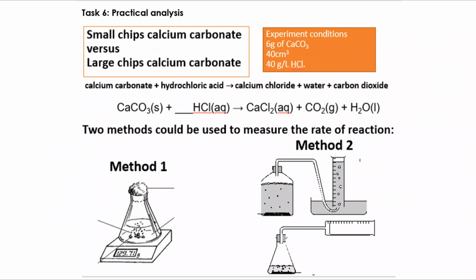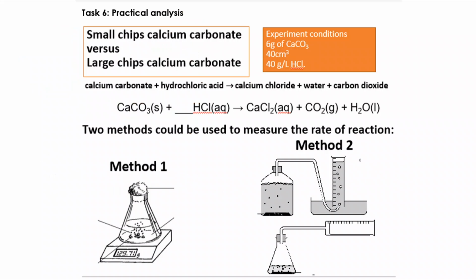We're going to go on and take a look at a practical that we could use to compare small and large marble chips. I want you to take note that we are using the same mass of calcium carbonate, the same volume and concentration of HCl. And there are different ways you can measure. You can measure the mass as it goes down, as gas escapes. We're actually going to deal with the volume of CO2 produced.